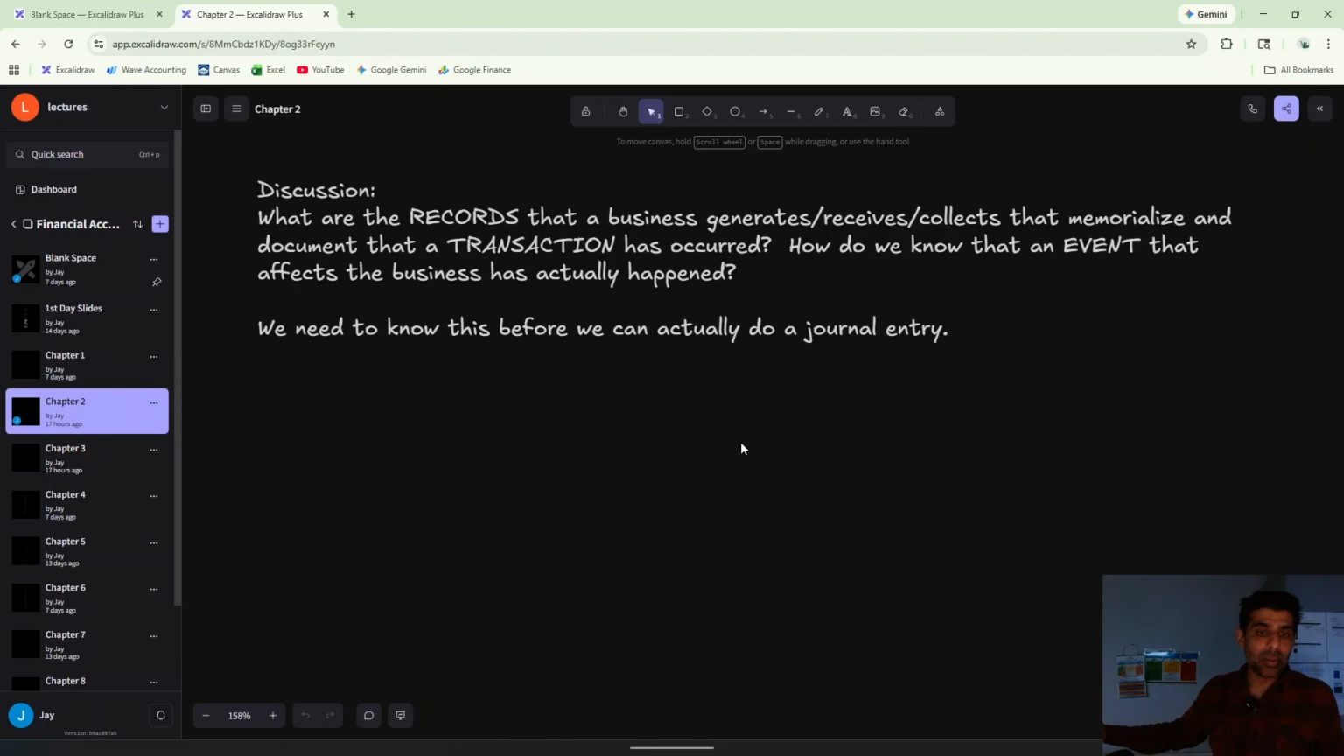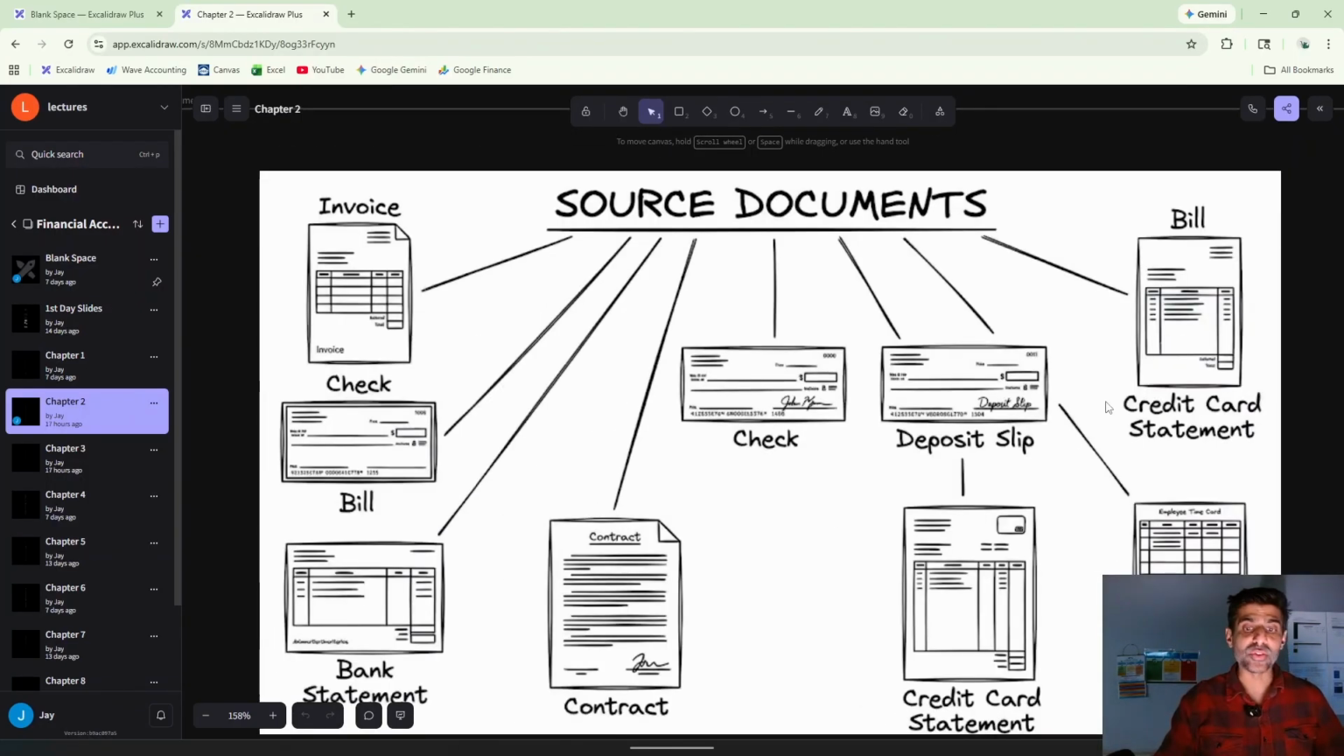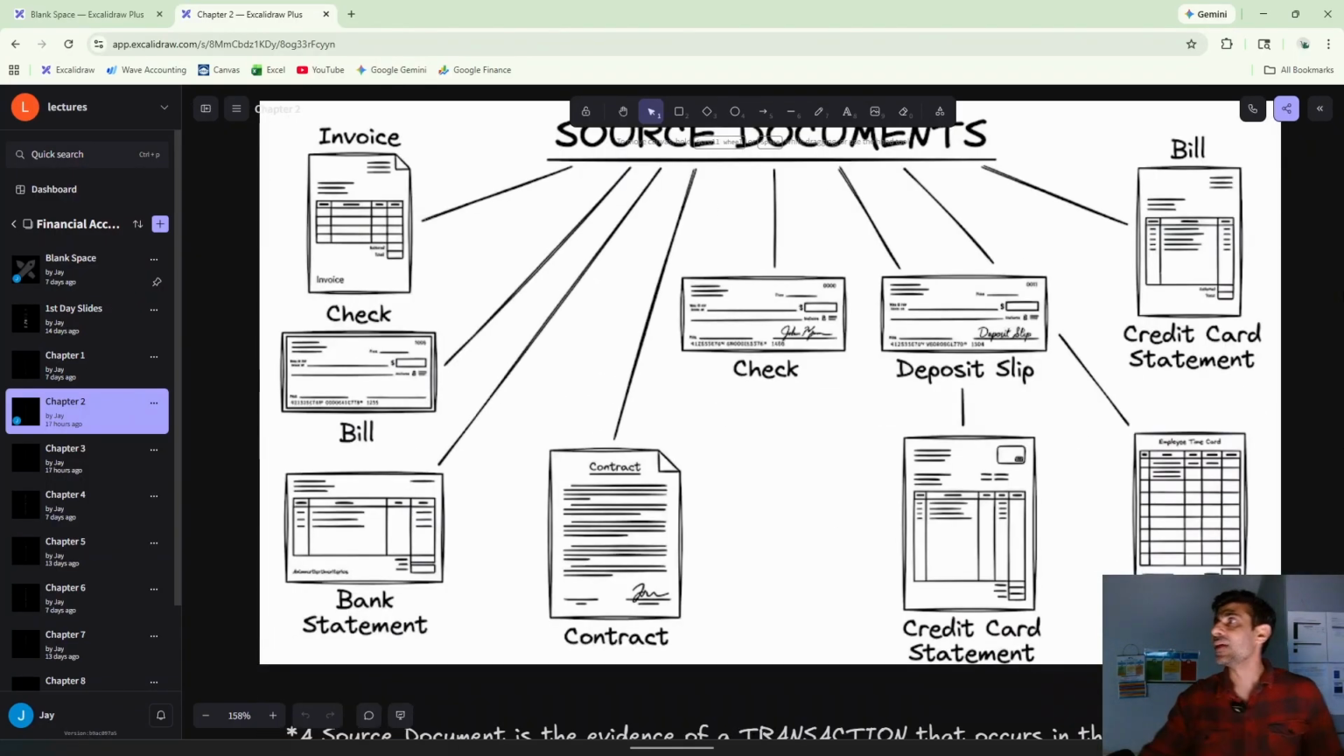Okay, so how do we even know something happened to the business? Think about this, maybe brainstorm, and we'll see if we can come up with a list together. Okay, so all these are examples of what we call source documents. This is the raw material that's going into your accounting department so that they know what's going on.